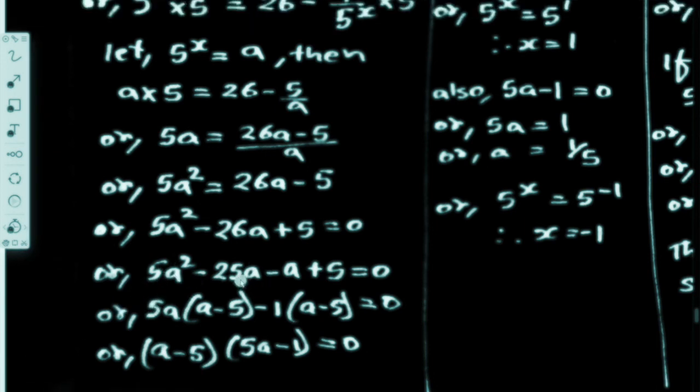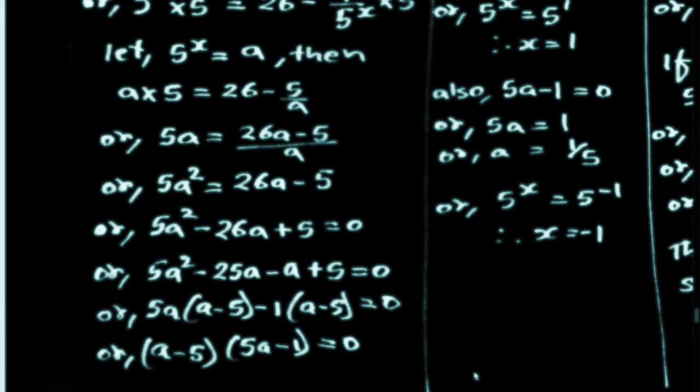Now take common 5a from these two, and the non-common is a minus 5; minus 1 from these two is common and the non-common is a minus 5, equal to 0. Now a minus 5 is similar, so it comes ahead, and the non-common is 5a minus 1. So (a minus 5)(5a minus 1) equals 0. In this way, we get two factors of this expression: a minus 5 is our first factor, and 5a minus 1 is our second factor. From this expression, we can easily get our required value.